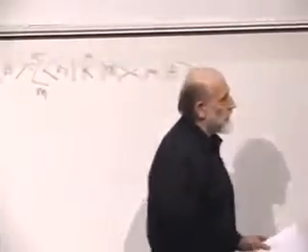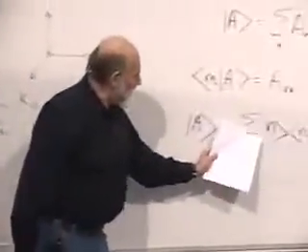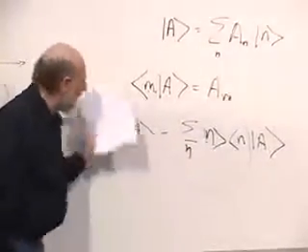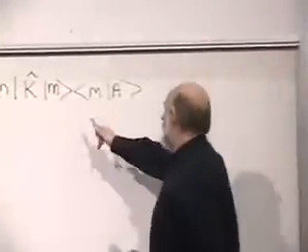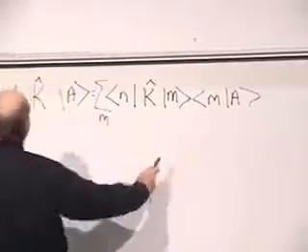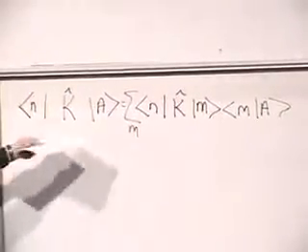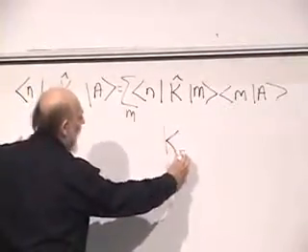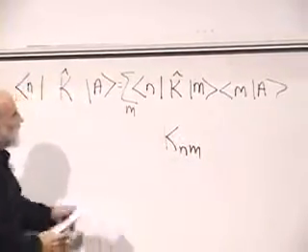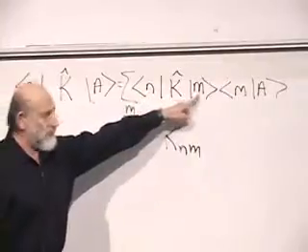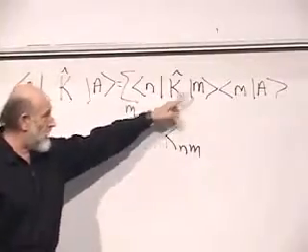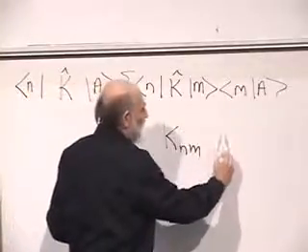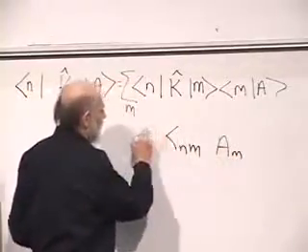That's the same expression that's written here. The only difference is here I've used the index n for the summation variable. Here I've used the index m for the summation variable. And now we can rewrite this as k_nm. This is the matrix element of k between the basis vector m and the basis vector n times A sub m summed over m.